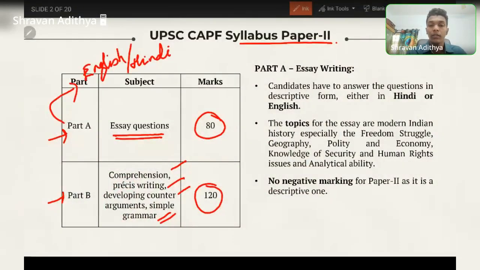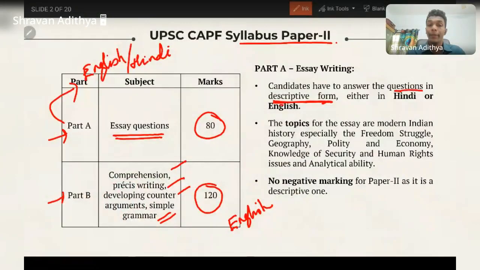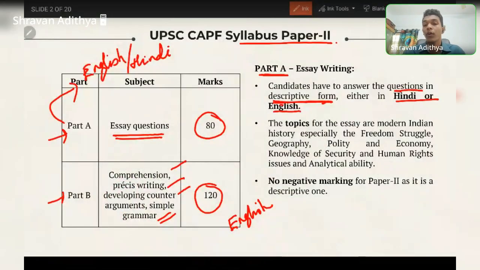Why do we have two parts? That is because in part A, you can write in both English as well as Hindi, whereas in part B, you can write only in English. And the candidates have to answer the questions in descriptive form. The entire Paper 2 is in descriptive form, and part A can be written in Hindi or English.